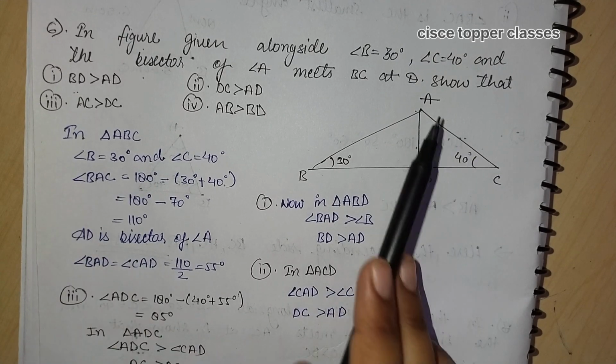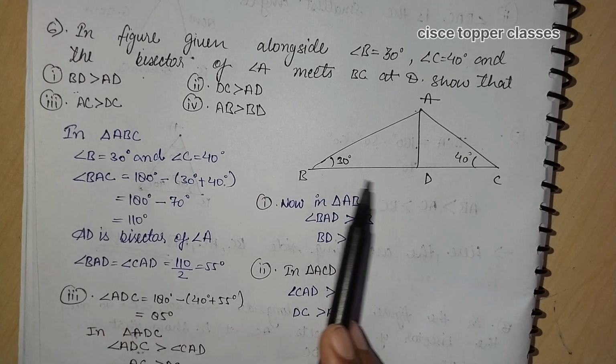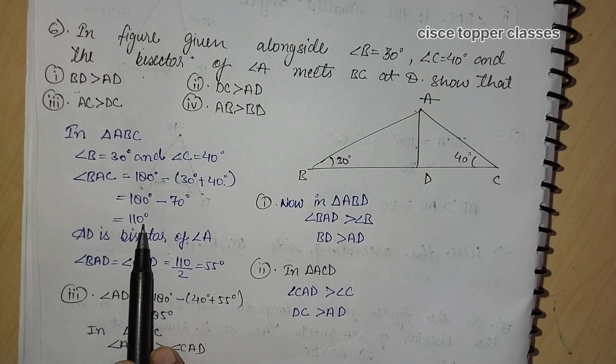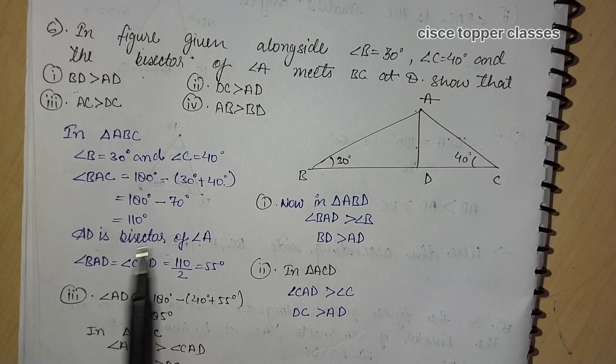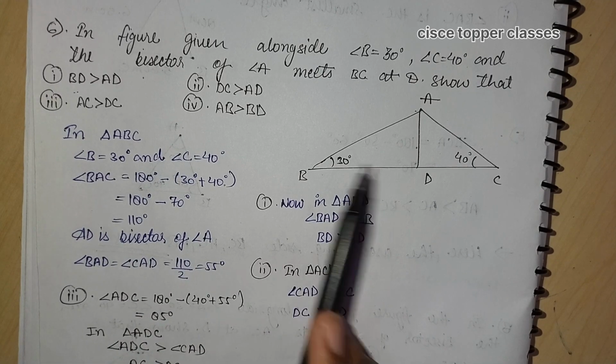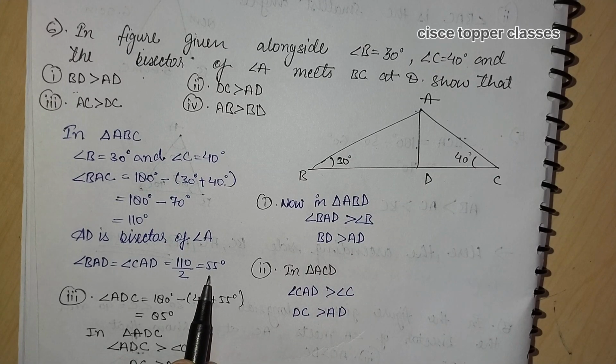So, firstly we will find the angle A. From here we can write angle BAC is equal to 180 degrees minus 30 degrees minus 40 degrees. So it will be 110 degrees. And AD is the bisector of angle A, so we can divide it by 2 to find each angle BAD and DAC. So it will be 55 degrees from here.